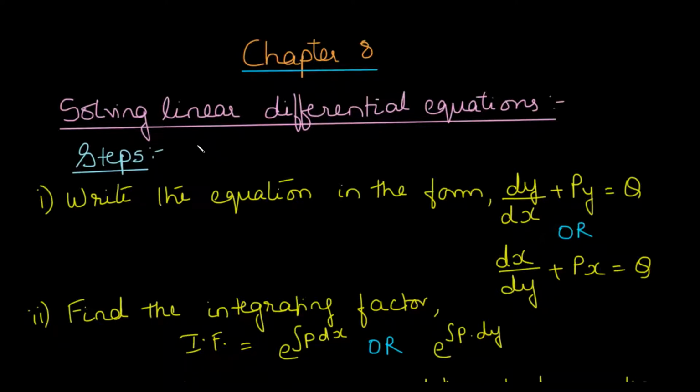When we get the equation, first step, we write the equation in the form dy by dx plus Py is equal to Q. Sometimes we may also write it as dx upon dy plus Px is equal to Q, where P and Q, in the first case, are functions of x or constants, and in the second case, P and Q are functions of y or constants. Similarly, in the first case, y is the dependent variable, in the second case, x is the dependent variable. So we convert them into this convenient form.